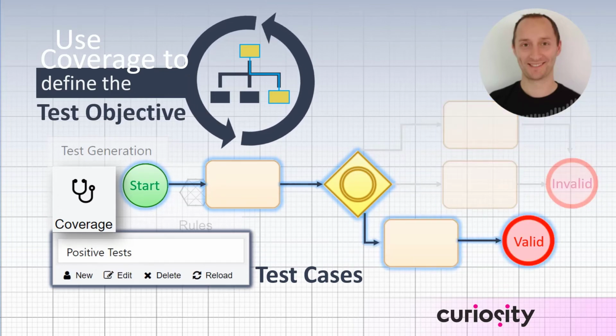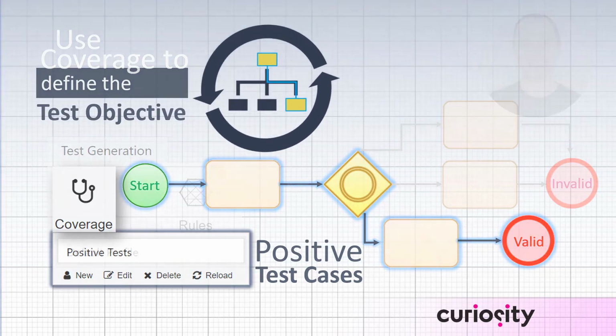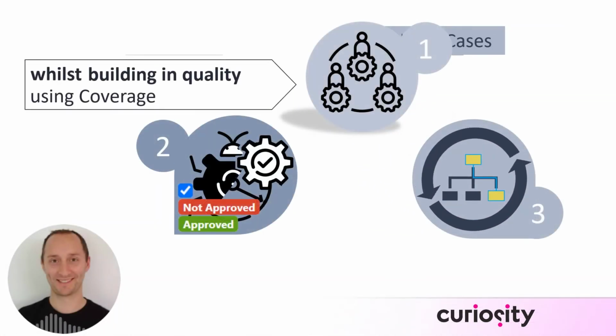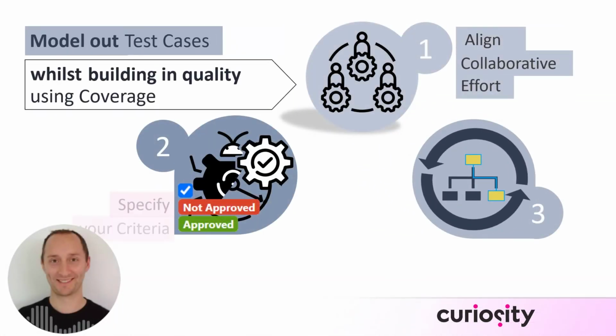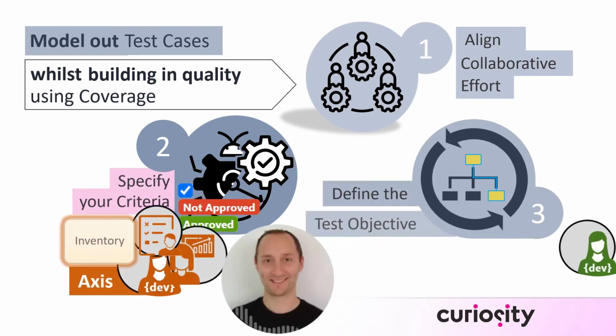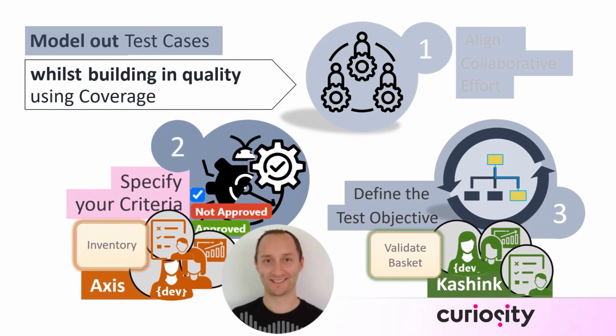So, let's get into some real examples that we want to talk through and show this in action, making sure that we maintain high quality, a good criteria, and a defined test objective.